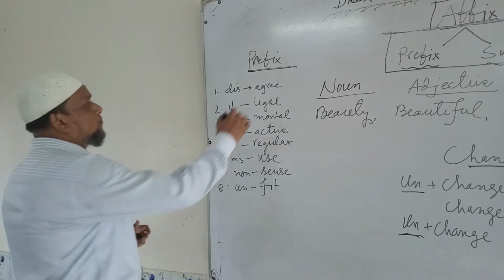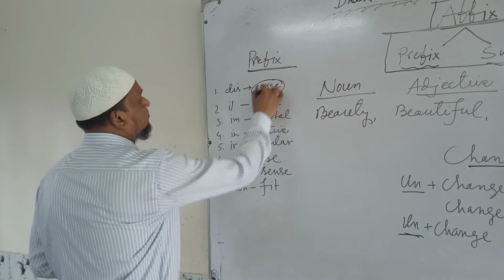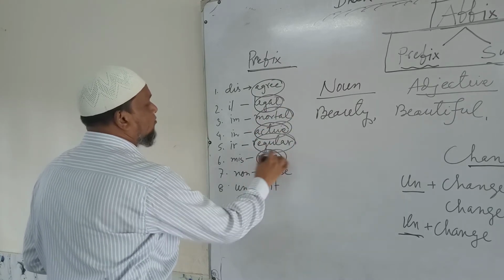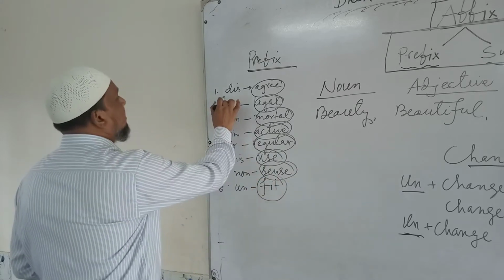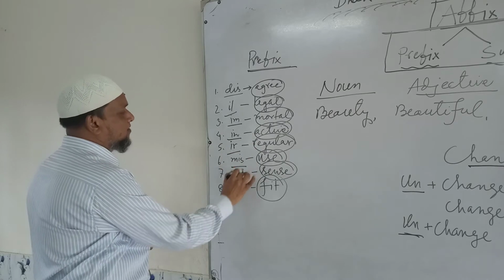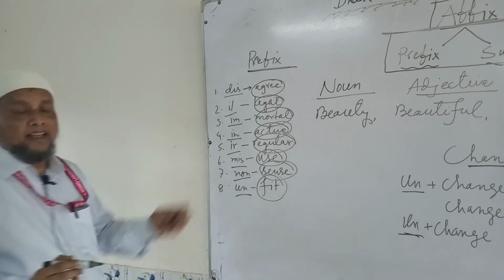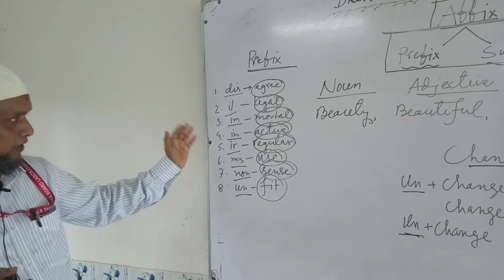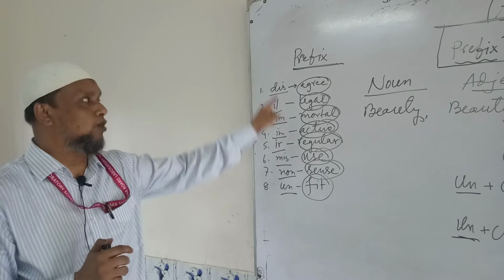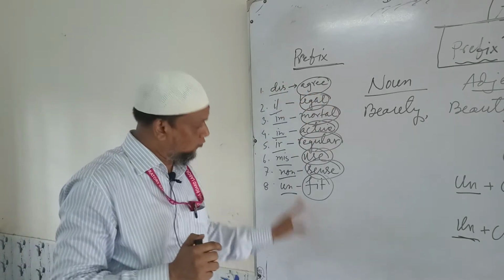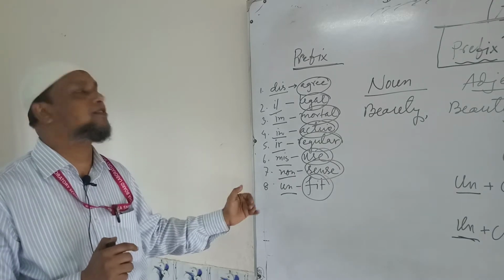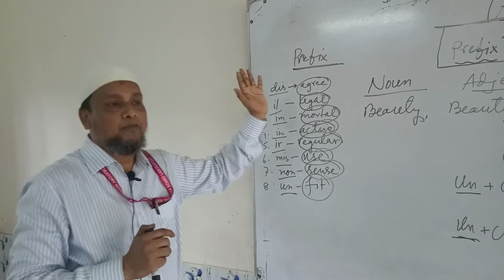So these base words have been changed one by one by adding dis, il, im, in, ir, mis, non, un. Whatever the letter or letters we have added before these base words, these are actually known as prefix. There are so many other words also. There are so many processes through which we can make prefix.